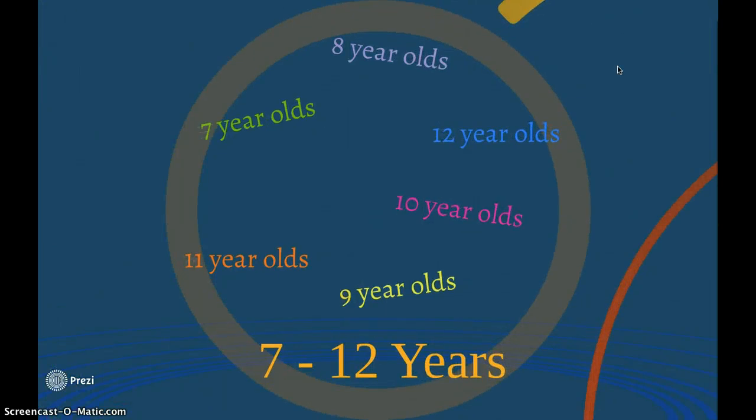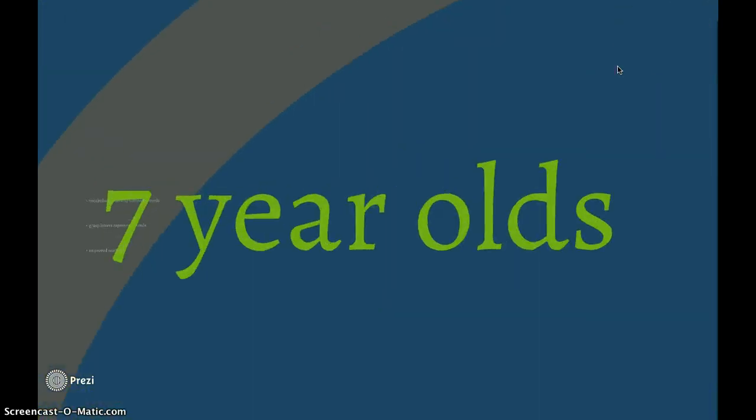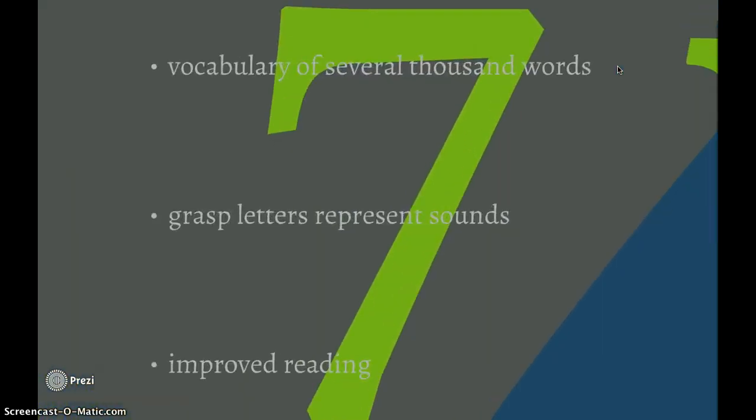All right, at 7 years old, typically your second graders, children have a vocabulary of several thousand words. They begin to grasp the idea that letters represent the sounds that words form, and their reading is much improved, constantly getting better and better.